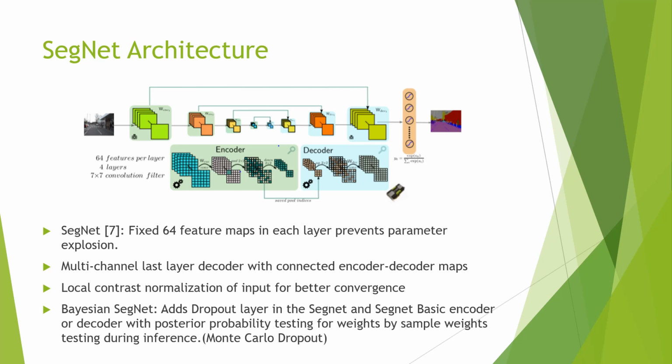The input is normalized locally for contrast for better convergence. The other variant is the Bayesian SegNet, which adds dropout layers in SegNet and SegNet Basic encoder and decoder, with probabilistic testing for weights by sample weight testing at inference. This addition is called Monte Carlo dropout.